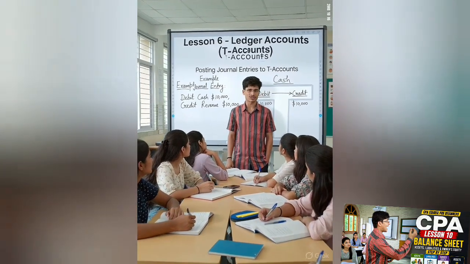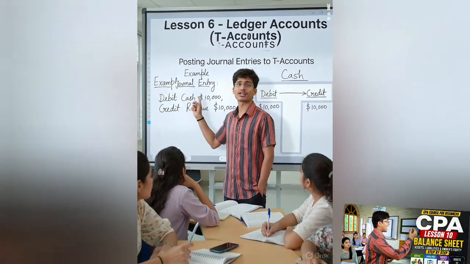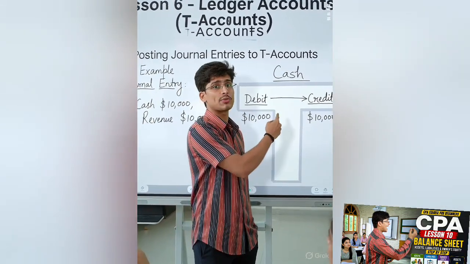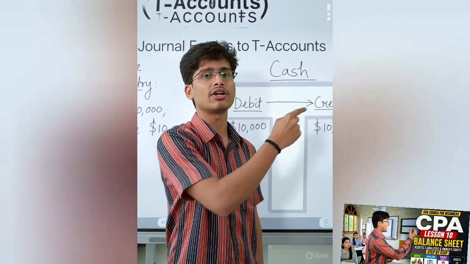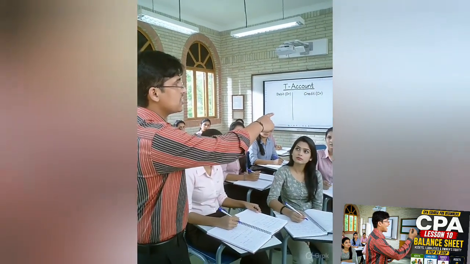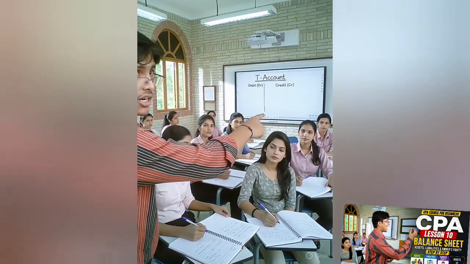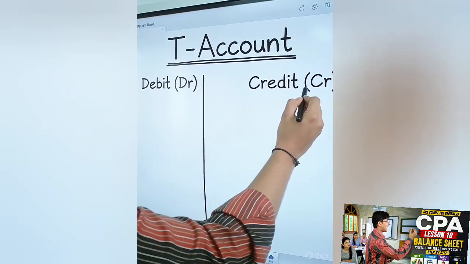into ledger accounts. Take our example, a debit to cash and a credit to revenue. We post these to their respective T accounts, debit on the left, credit on the right. Every journal entry must be posted into individual ledger accounts. The left side is debit and the right is credit. Now draw this in your notebooks.